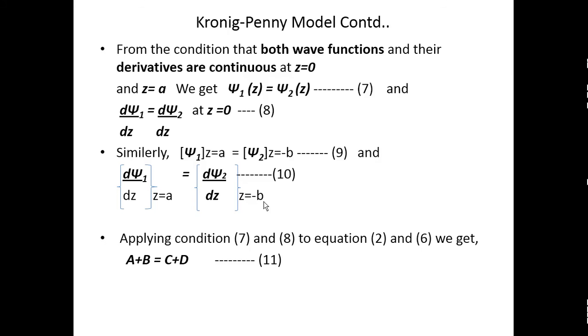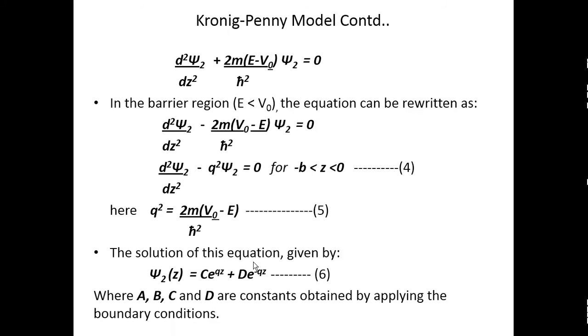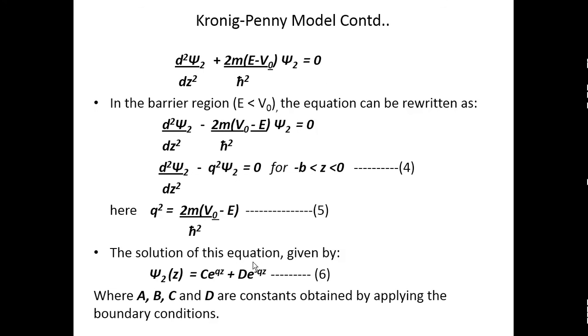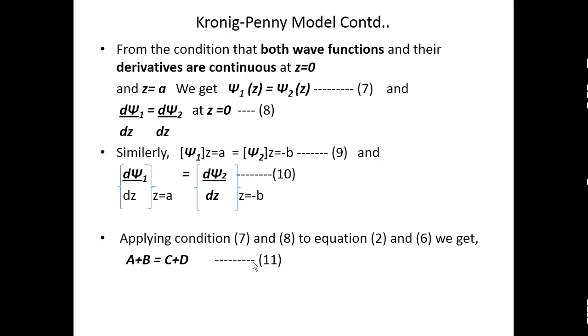Okay, so applying these conditions 7 and 8 to equations 2 and 6, which we have already seen. Equation 2 is this one: xi1 is equal to A e^(ik0 z) plus B e^(-ik0 z). So when we apply equations 7 and 8 to equations 2 and 6, we get the relationship a plus b is equal to c plus d.